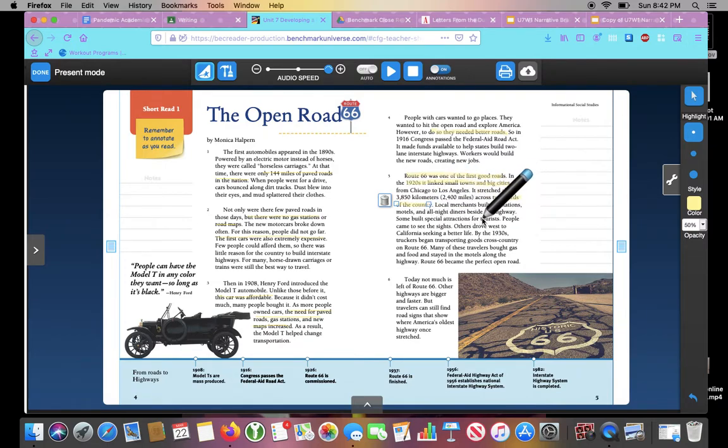Some built special attractions for tourists. People came to see the sights. Others drove west to California seeking a better life. Oh, sounds like the gold rush. By the 1930s, truckers began transporting goods cross-country on Route 66. Many of these travelers bought gas and food and stayed in the motels along the highway. Route 66 became the perfect open road. Today, not much is left of Route 66. Other highways are bigger and faster, but travelers can still find road signs that show where America's oldest highway once stretched.